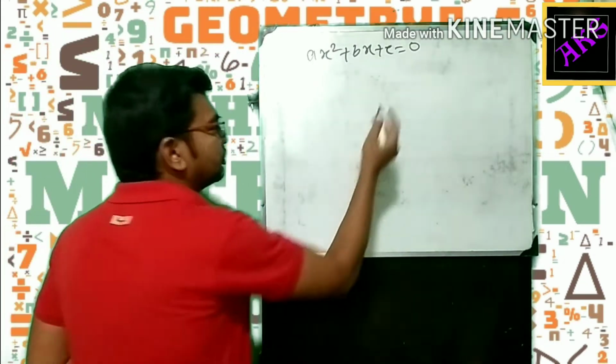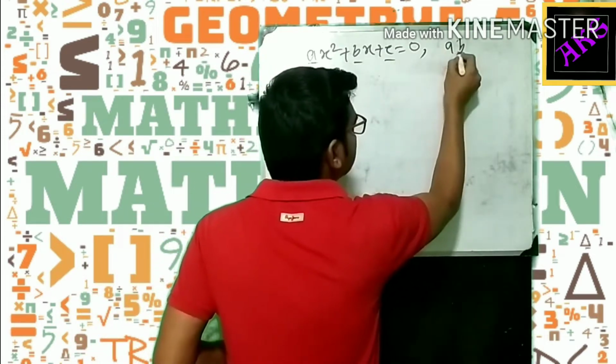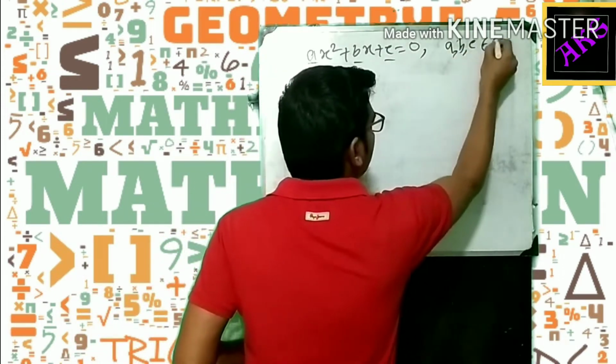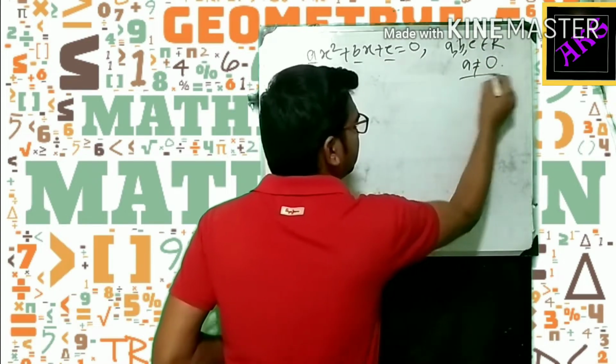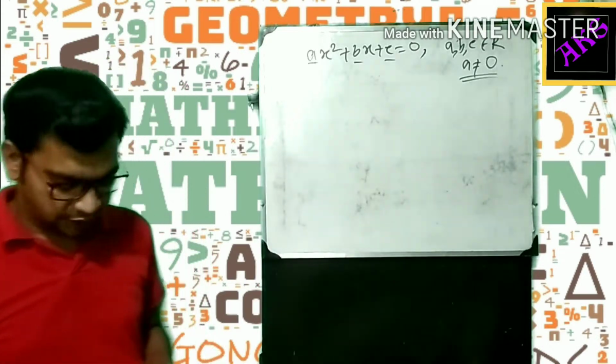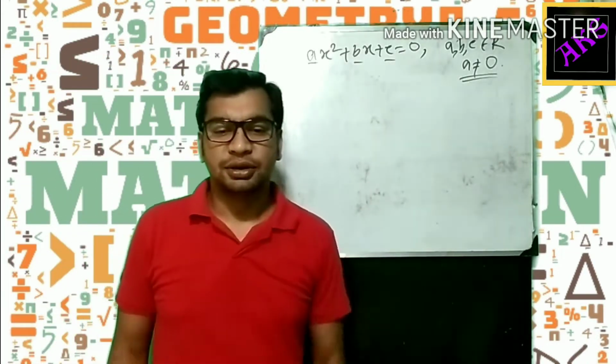Here we have a few conditions. Here a, b and c are real, and the most important condition is a not equal to 0. Okay. Now, what happens if a equal to 0?